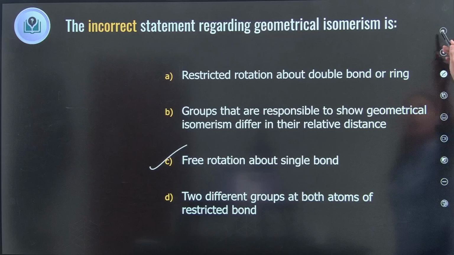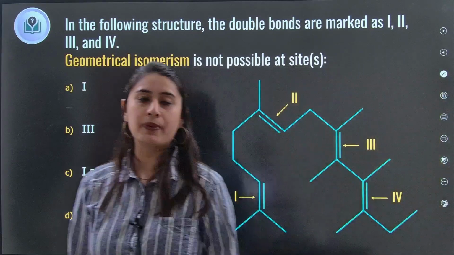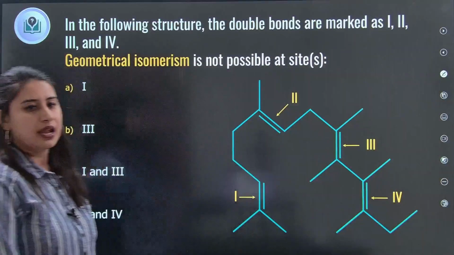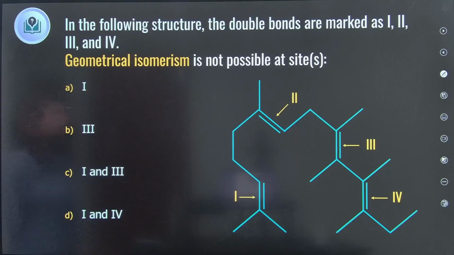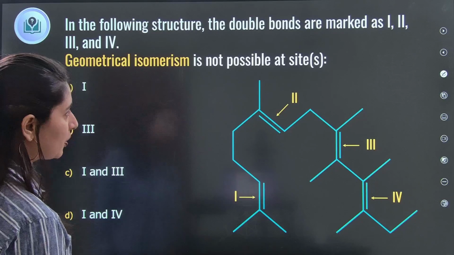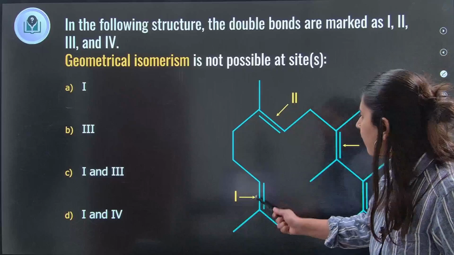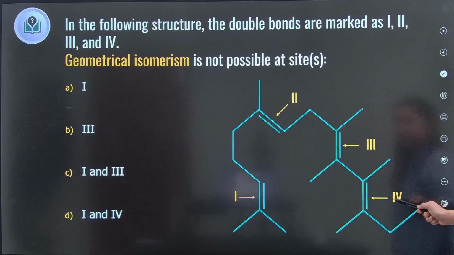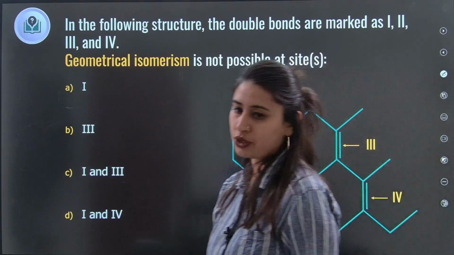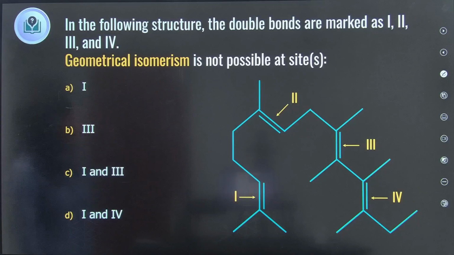Okay. All right. This is the last one from this topic of geometrical isomerism. Let's see. You have to tell in which of the following the double bonds are marked as 1, 2, 3 and 4, geometrical isomerism is not possible at those sites. Which of the sites? So now look at the first site, the second site, the third site and the fourth site and decide your answer. Check, check, check. What do you say?